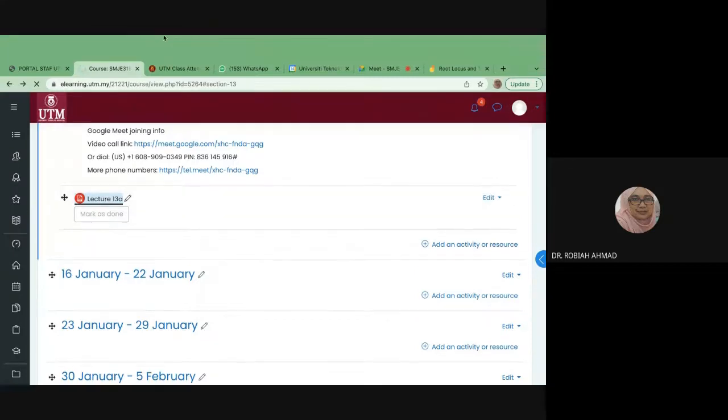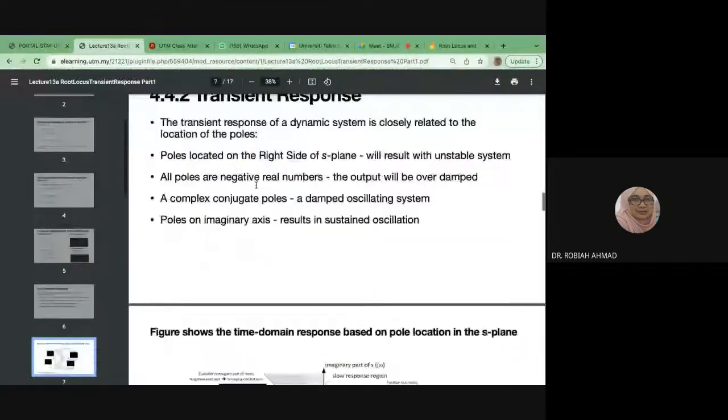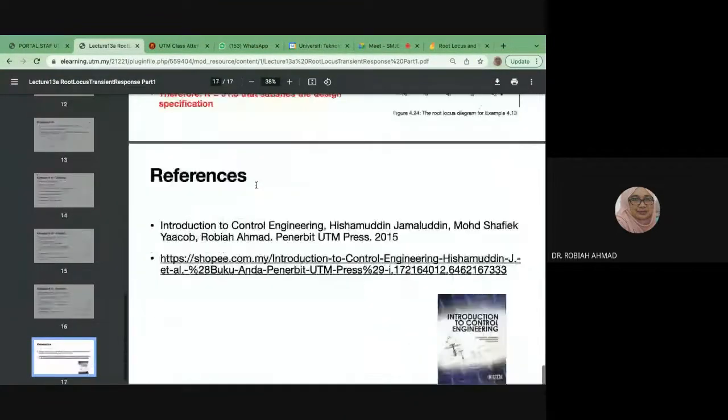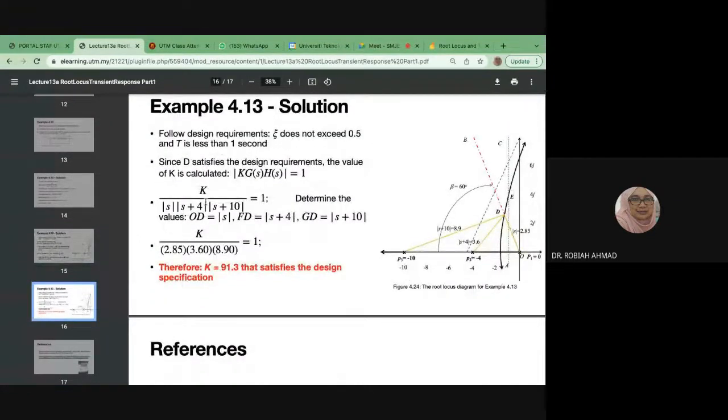Dah bagi sign itu ya? Ini tadi ya. Why we measure the distance? This is what we learned previously on the concept. The characteristic equation says that the distance or the magnitude of KGHS equal to 1. So therefore from this, K equal to distance S plus 4, distance S plus 10.